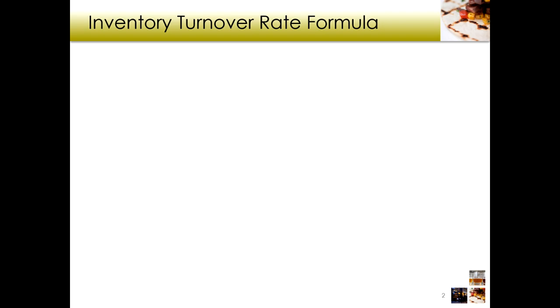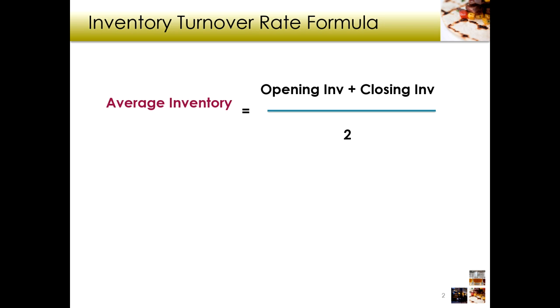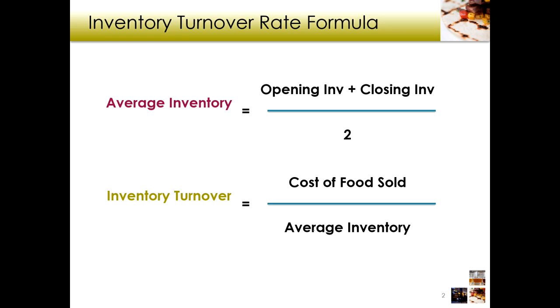So we have a formula for that, and we need a couple of things figured out. First one is, what is our average inventory? From that, we're going to take our opening inventory value and our closing inventory value and divide by 2. These are the inventory values in dollars, not in units, okay? Then our inventory turnover is going to take our cost of food sold divided by our average inventory.